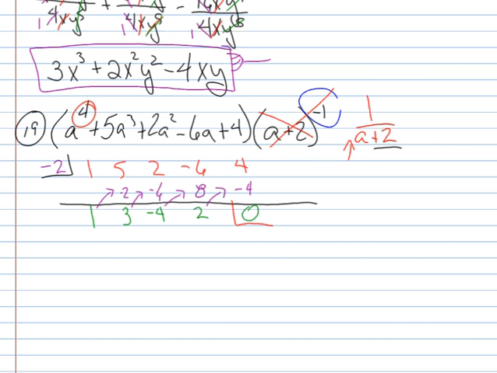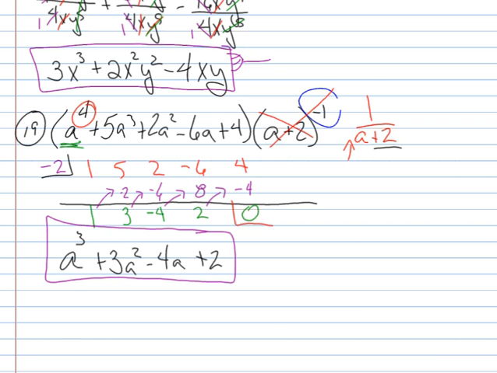So now I need to write my final answer. My final answer starts off with the exact same thing I have here, just one less exponent. And then I count down to 0, just like I do when I check it. So my first term is going to be a to the third power plus 3a squared minus 4a plus 2. Winner, winner, chicken dinner. We have a winner.